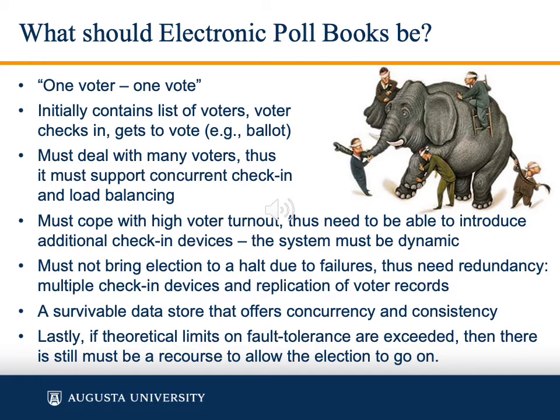So the data store needs to be clearly survivable and support concurrent access and consistency. And last but not least here, many algorithms that implement various features for fault-tolerant systems do not say what happens when the limits on fault tolerance are exceeded. So if more than the designed number of components fail, well, the system does not guarantee anything at all. And this is not adequate in the current setting. There must be a recourse that would allow for the election to go on, possibly with the help of election officials, even if fault tolerance limits are exceeded.